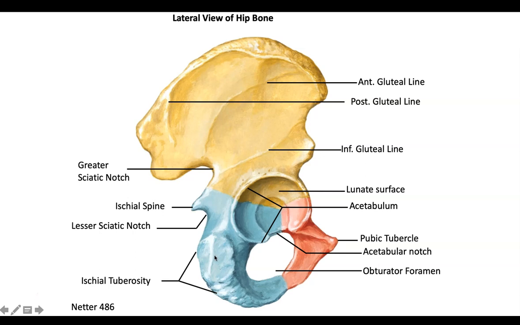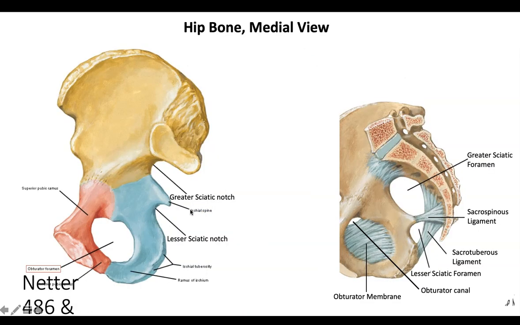And posteriorly there is the ischial tuberosity, and the ischial spine is a triangular bony projection, and superior to the ischial spine is the greater sciatic notch, and inferior to the ischial spine is the lesser sciatic notch. So this is the pelvic surface of the hip bone, and you can see the greater and lesser sciatic notches in between. These two notches are converted by ligaments into foramens.